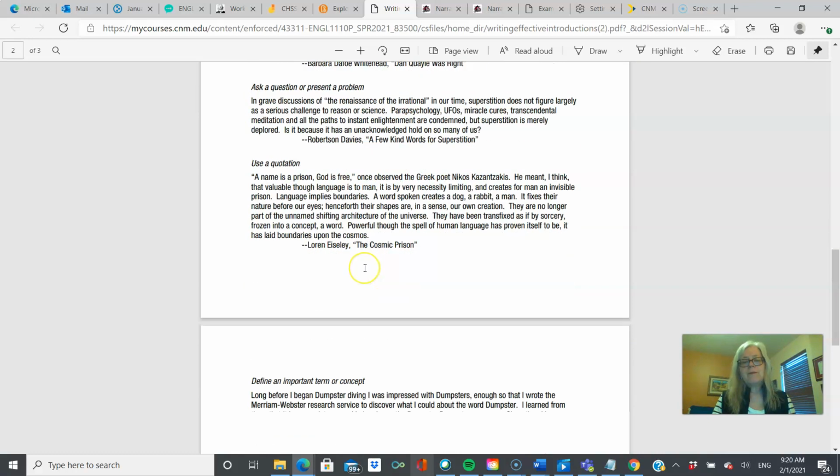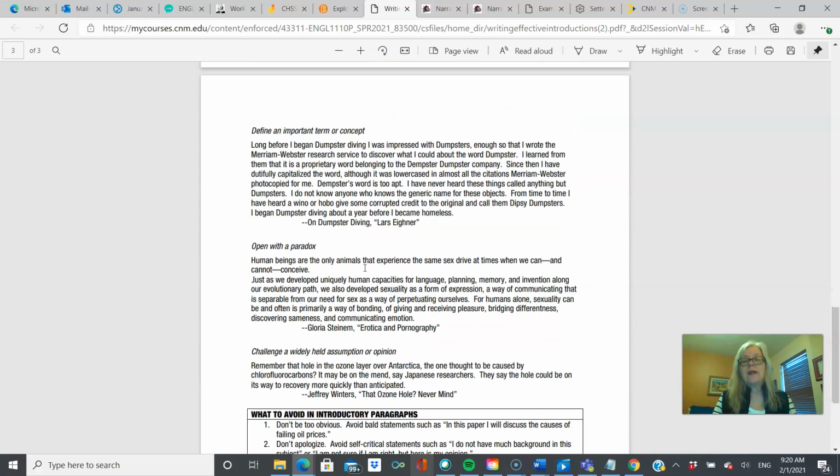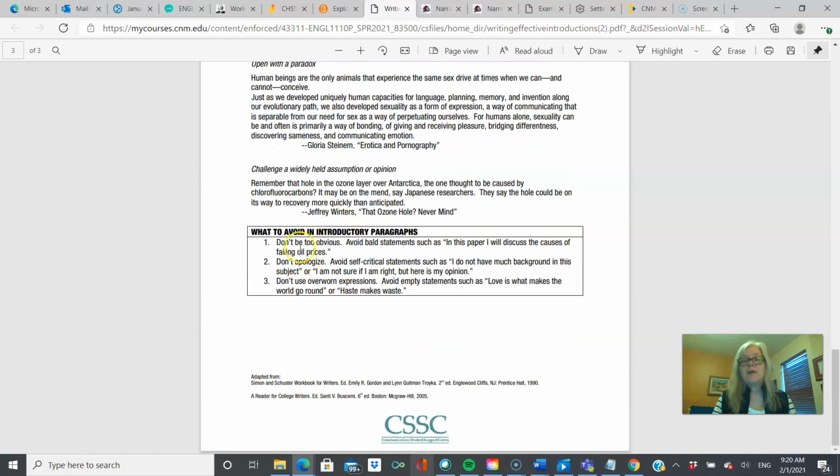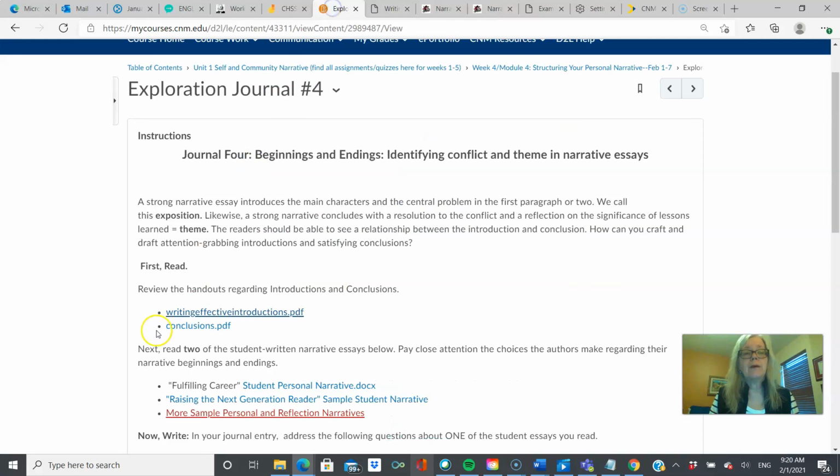You can start with a quote. You can define an important term or concept, open with a paradox, etc. But don't be too obvious. Avoid bald statements such as, "In this paper I will discuss the causes of puberty." Don't apologize: "I don't really know what I'm talking about." Or don't use overworn words or expressions. Avoid the clichés. I'll let you look at this more closely as you prepare.